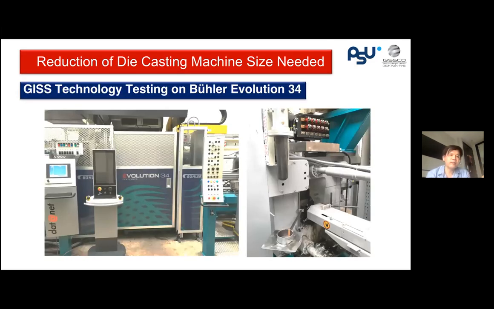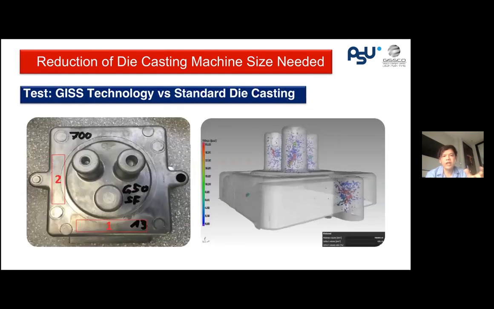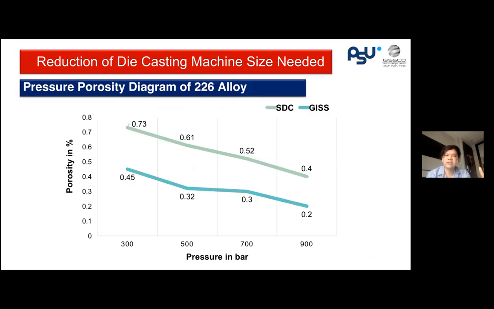Now, another important benefit for some customers is that we can reduce the tonnage of the machine. And this work was done with Bühler in Uznach. We had a special die and special part that will have porosity somewhere in the part. That's like forced to have porosity. And then we can look at the improvements. And we did CT scan.